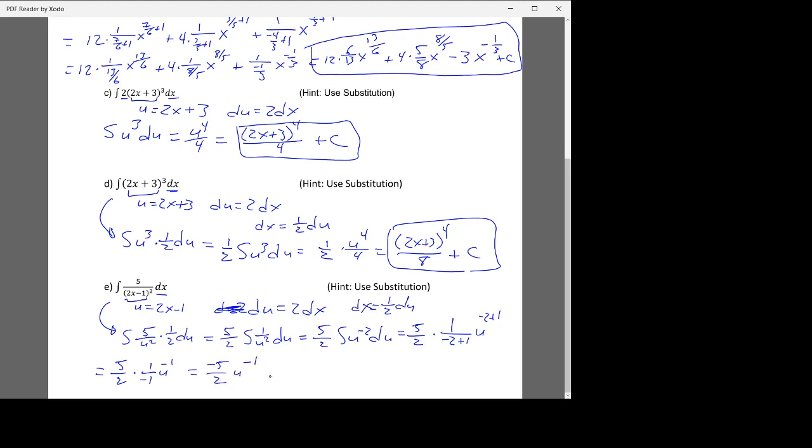Now let's go ahead and unsubstitute it. And so it's minus 5/2 times 2x minus 1 to the minus 1. It's pretty good like that. Or, if you really want to break it up, you can give 4x minus 2. You could do it like that, but I liked this one right here.